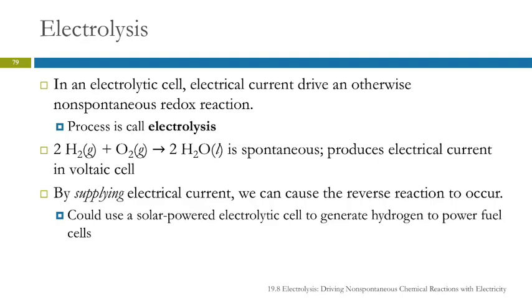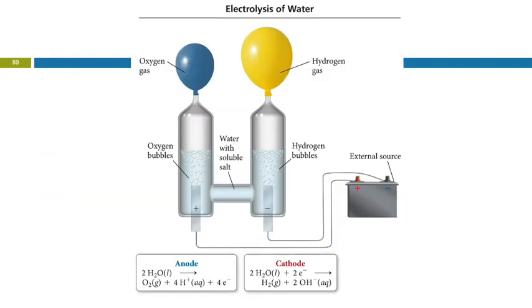So we could use a solar-powered electrolytic cell to generate hydrogen to use to power fuel cells, right? That could be a thing. So here's an external source of electricity. Here it looks like a lead-acid storage battery.